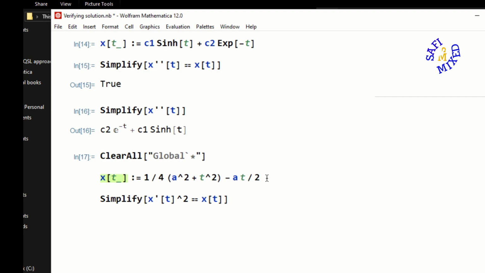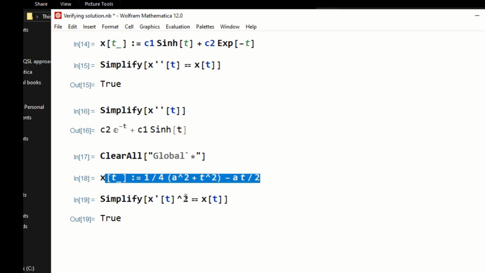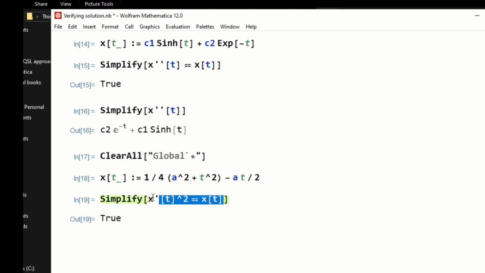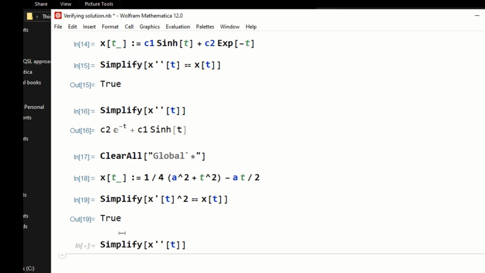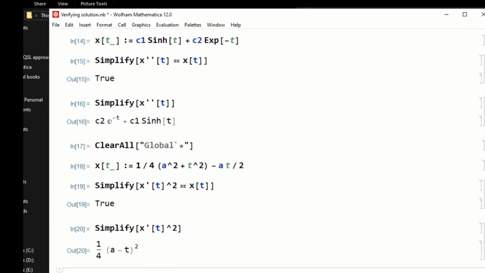So I now run this to add this to the memory of Mathematica, and I run this, and you see again it says this is exactly the solution to this differential equation. And if I go the other way, I copy this, and I put this over here, and I set this as a single derivative by removing one quote, and I square this then, and I run it.